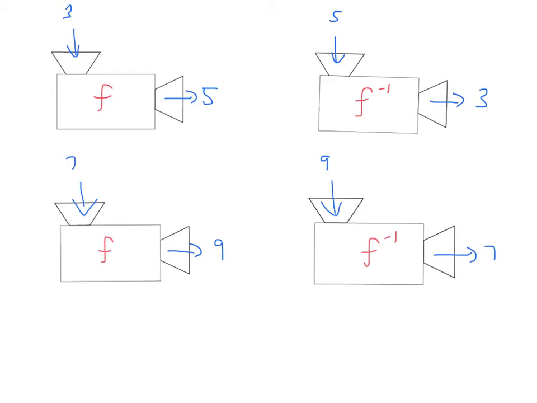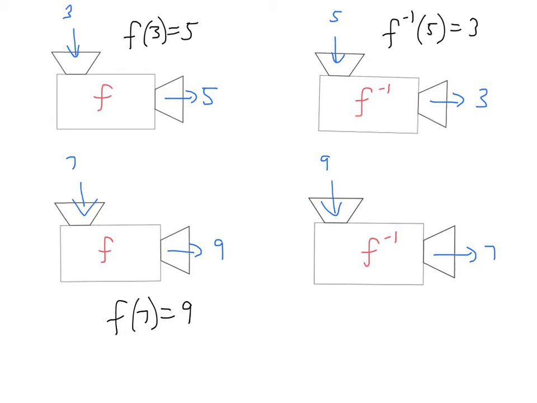Right? So for this first function machine example, in function notation we would say f of 3 is 5. Right? And so for the inverse function, f inverse of 5 is 3. Or in other words, if we input 3, then we have an output of 5. So it's just the inverse. The output of our inverse function when we input 5 is going to be 3. Similarly here, if f of 7 is 9, then we can say for the inverse function, f inverse of 9 is 7.